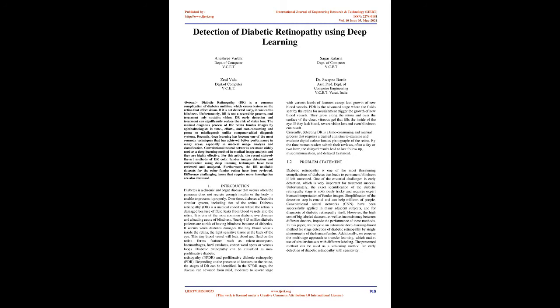Furthermore, the DR available datasets for the color fundus retina have been reviewed. Different challenging issues that require more investigation are also discussed. 1. Introduction. Diabetes is a chronic and organ disease that occurs when the pancreas does not secrete enough insulin or the body is unable to process it properly.